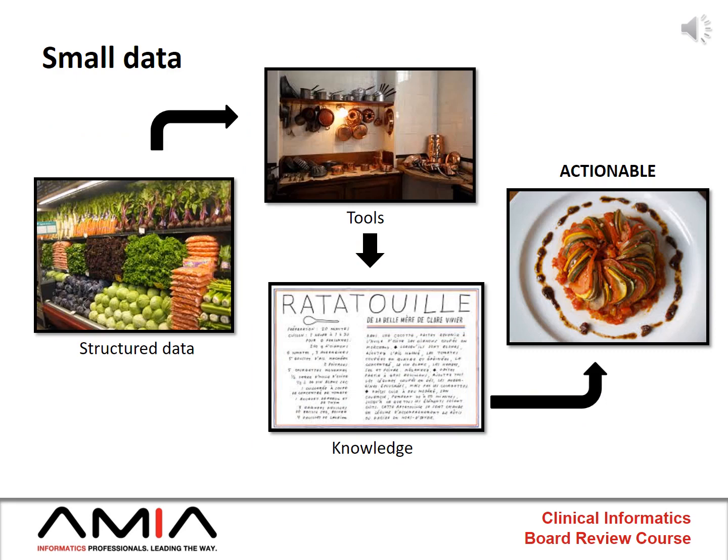To further illustrate the differences between small data and big data, I've created this visual for you. Small data is often structured at its outset. As you can see here, there is a nice orderly distribution of vegetables in the grocery store, which you could then take home, use a set of tools and a recipe, and then generate into something actionable. This is analogous to taking structured health data, using some computational tools or calculations on it according to a prescribed mechanism, and then generating actionable data as a result.